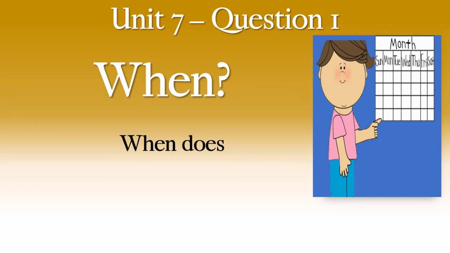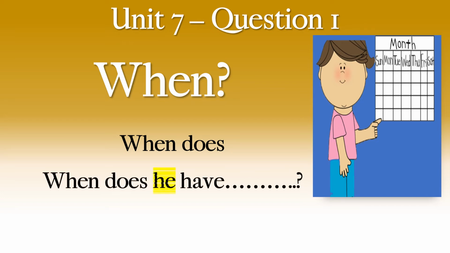Now here we see when does. Ooh, not when do. Not when do, when does. Why do we say when does? Why? Yes, because of the word he or she. When does he have? Beep, beep. When does she have? Bop, bop. So our question has he and she.